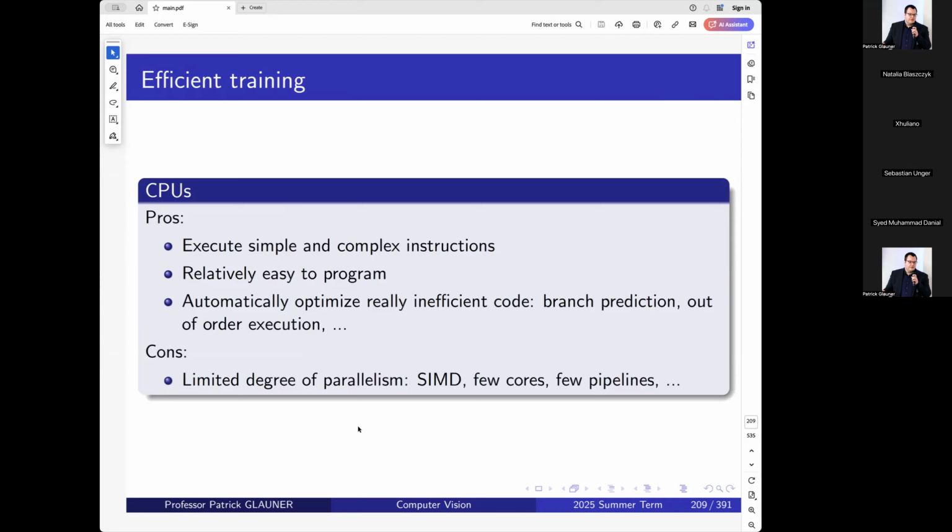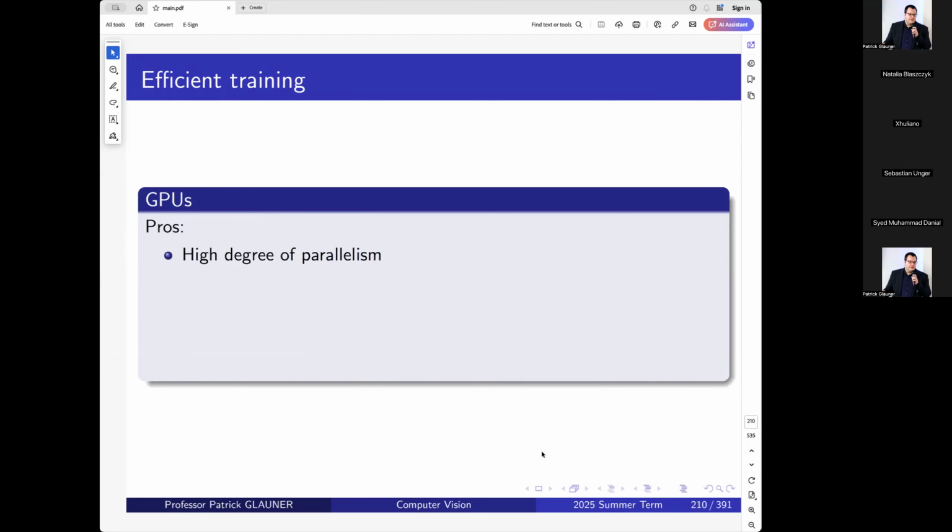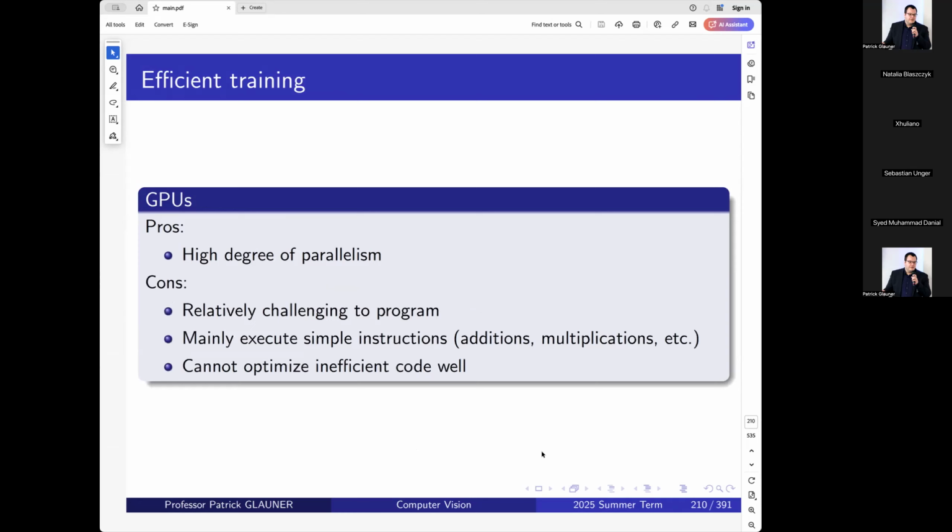But CPUs have only limited parallelism. Maybe some cores, some pipelines, some things like SIMD, which is single instruction, multiple data, but a CPU doesn't have much parallelism. And GPUs, they have a lot of parallelism. The only problem is we need to be able to use them.